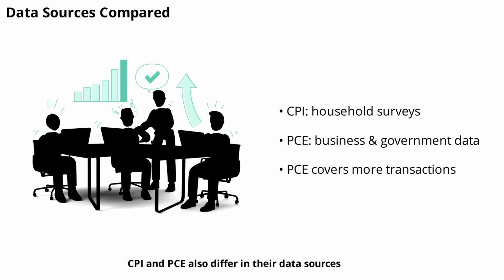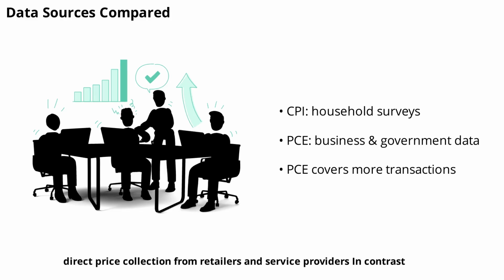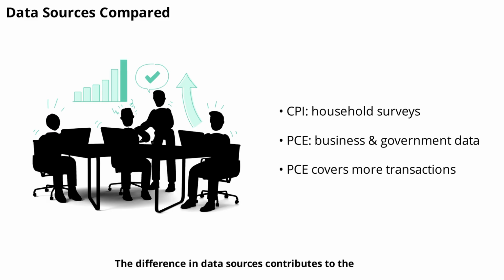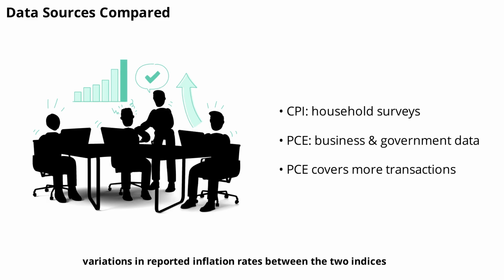CPI and PCE also differ in their data sources. The CPI relies mainly on household surveys and direct price collection from retailers and service providers. In contrast, PCE uses a combination of business surveys, government data, and other economic reports. This broader data collection allows PCE to capture a wider range of transactions, including those not directly paid for by consumers. The difference in data sources contributes to the variations in reported inflation rates between the two indices.